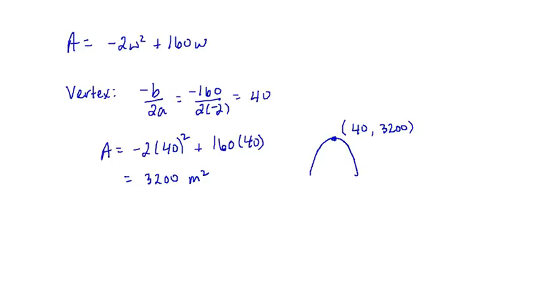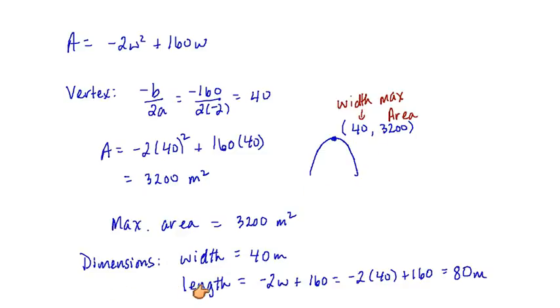So like the last problem, I use negative b over 2a to get 40 for the x-coordinate of my vertex. That'll give me a maximum area of 3,200 when I put the 40 in here. My vertex is 40 and 3,200. So the width that gives the maximum area is 40 meters, and the maximum area is 3,200 square meters. But the other dimension we still need is length. We knew it's negative 2W plus 160, which gives us 80 meters.